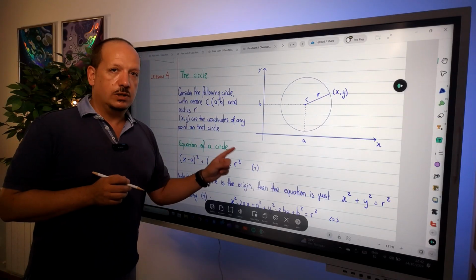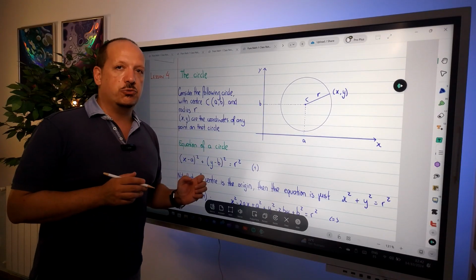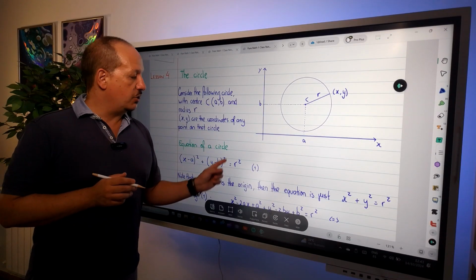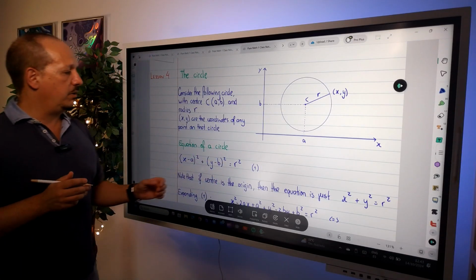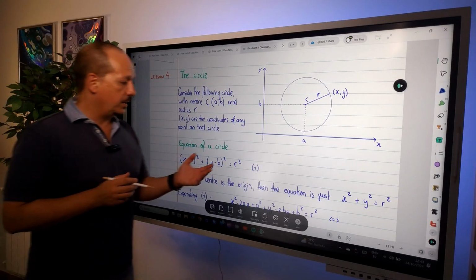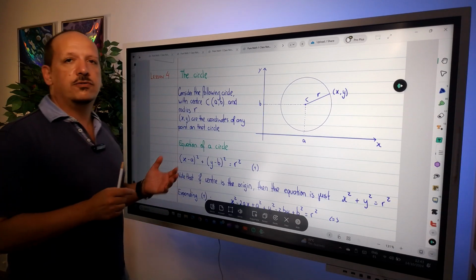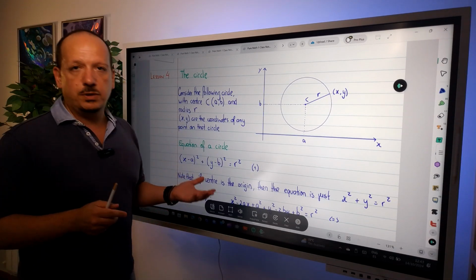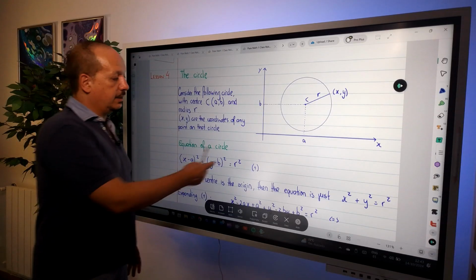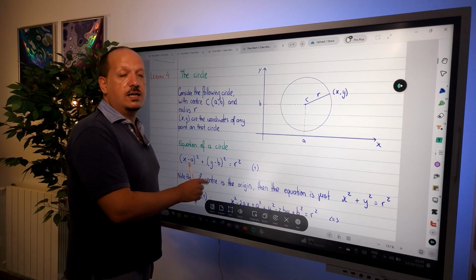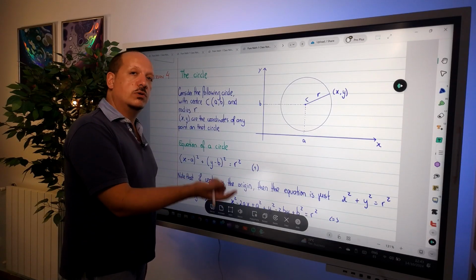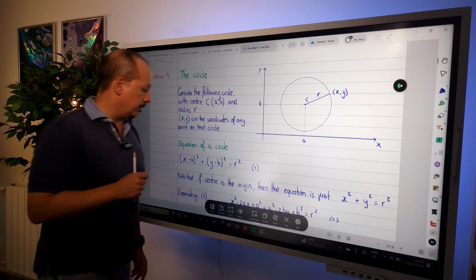The number that you will have there is the square of the radius. Usually you have values that are square numbers that you can identify very easily, but it doesn't have to be that way, all right? So don't forget that the number that you have here is not the radius itself, it is the square of the radius. If you want to know the radius, you have to square root that number.